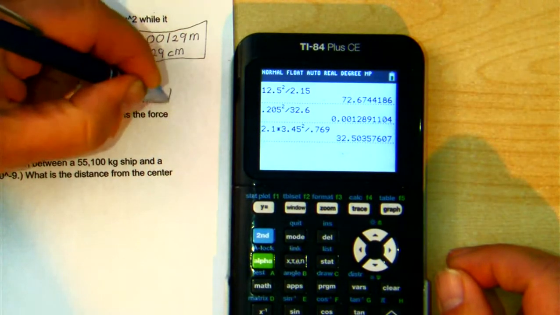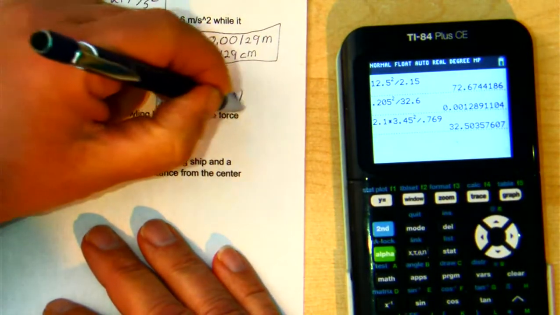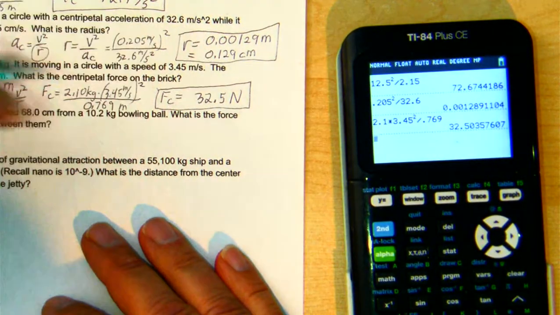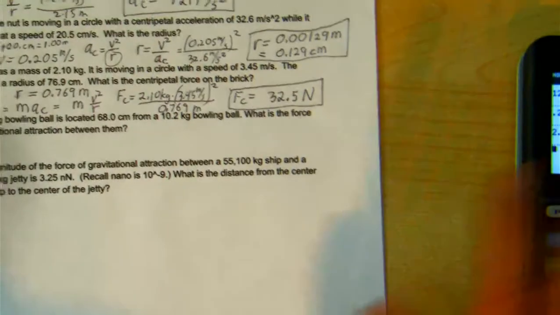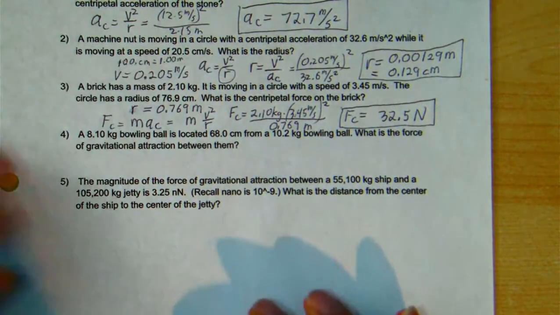32.5 newtons would be the centripetal force necessary to make this brick continue to move in a circle instead of going off at a tangent.